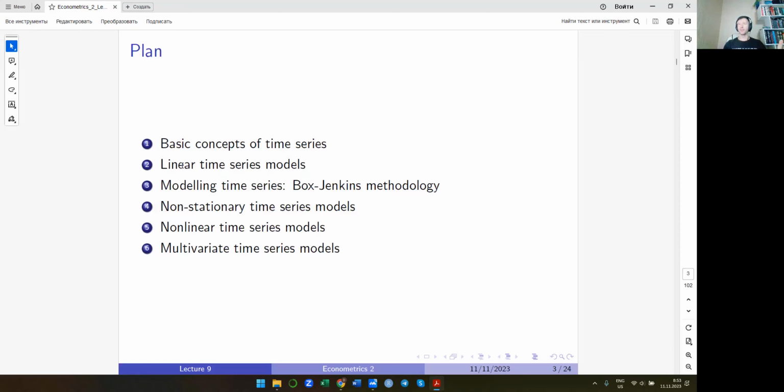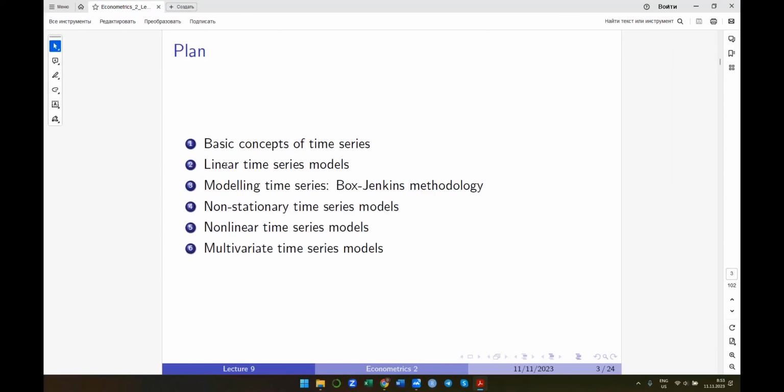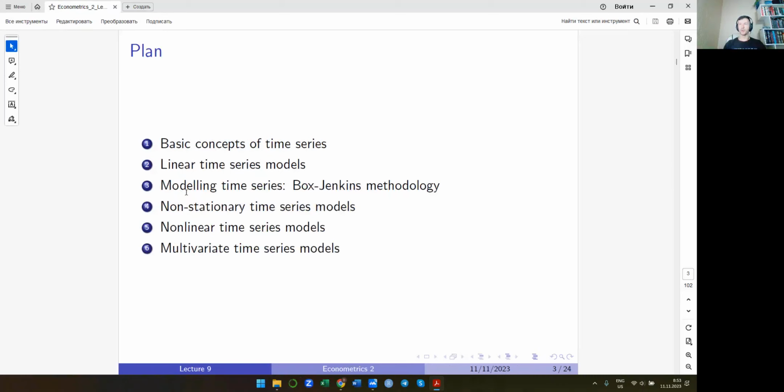So again, 2 lectures are gonna be mostly mathematically grounded, and then we will start doing some empirical part with Python: data, estimations, forecasts, and all the related things.